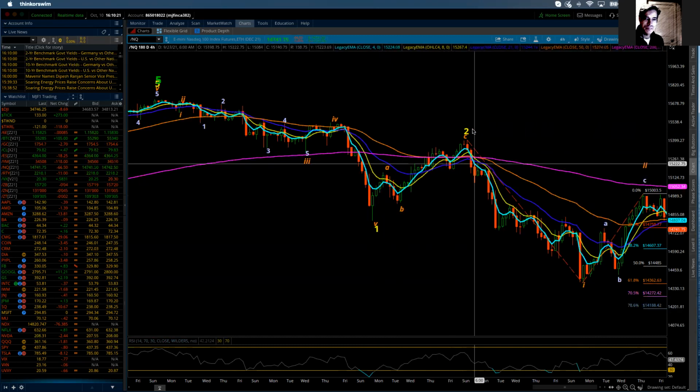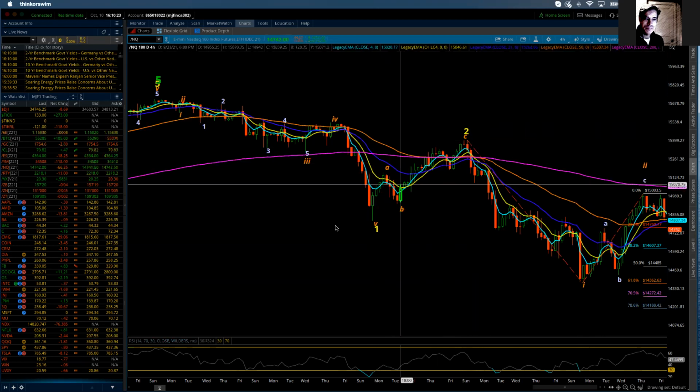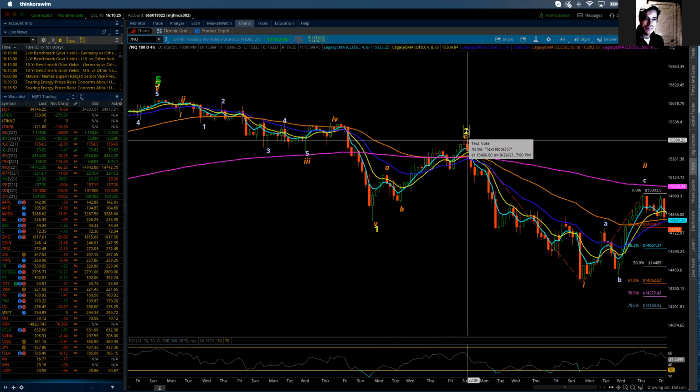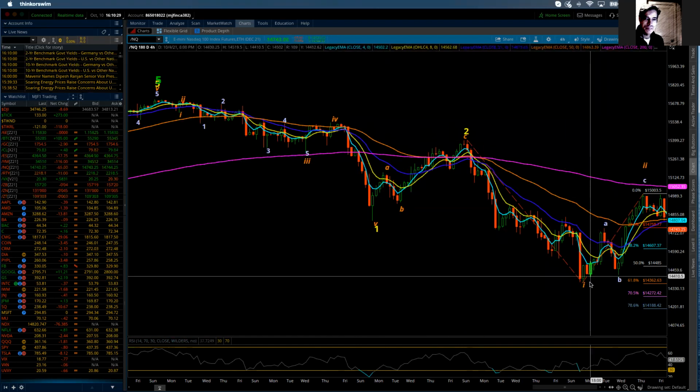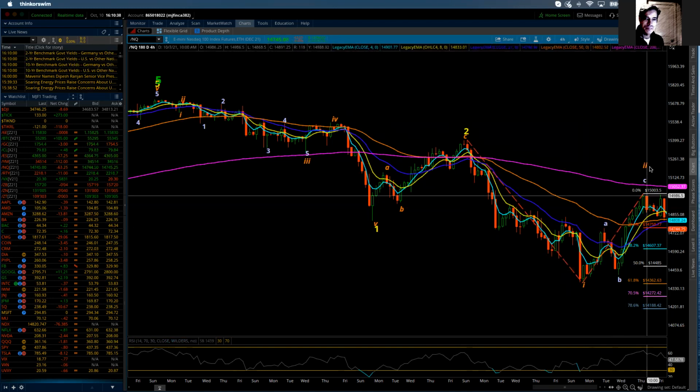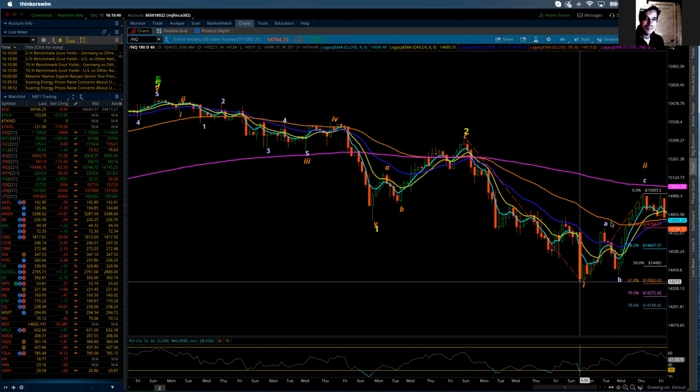So whether this is A and B of primary A or 1 and 2 of primary A, we're still dropping either in a third or C wave, and they carry the same characteristics, the same personality, the same intensity. And we're now going in the direction of the trend. So we're in the third. So that was minor 1, minor 2.